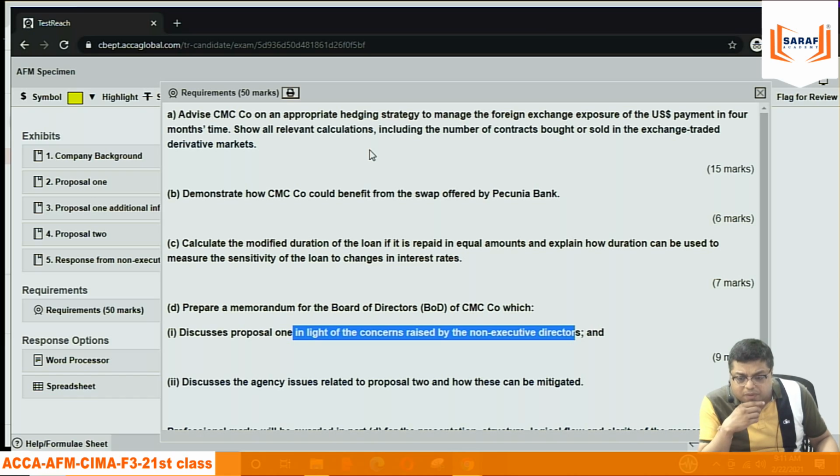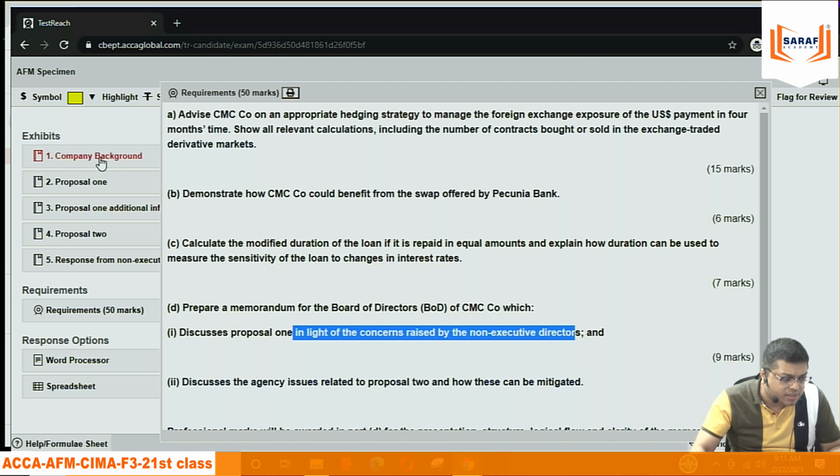And then the last one: prepare a memorandum for the board of directors, discuss proposal 1 in the light of concerns raised by non-executives, discuss agency issues related to proposal 2. दो proposal होंगे उससे related वो लोग बोल रहे हैं, ठीक है.